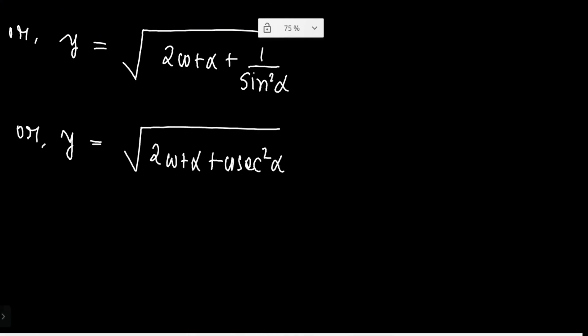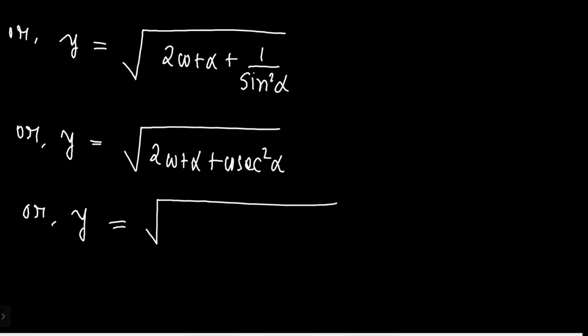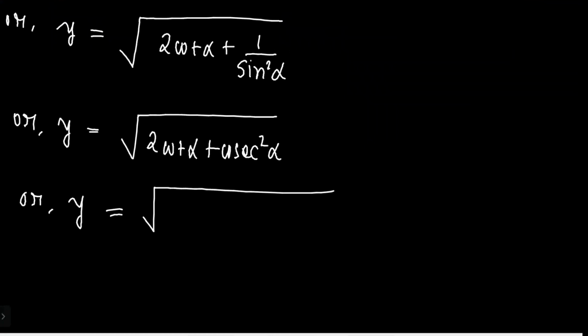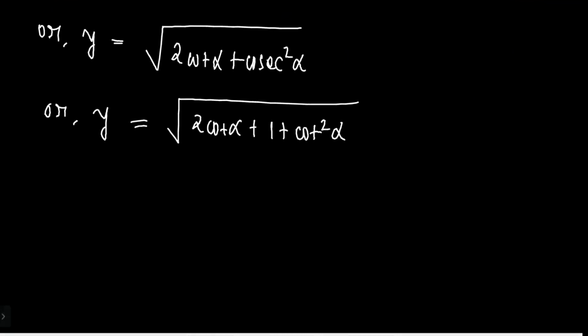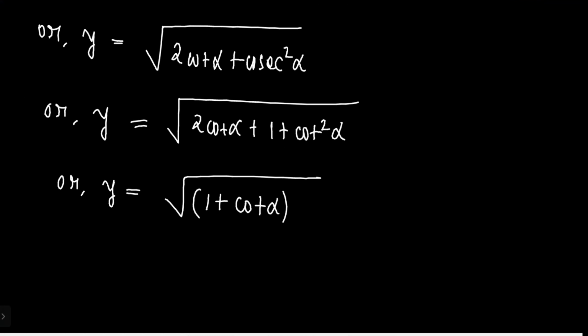Now cosec square alpha can be written as, we know cosec square theta minus cot square theta is equal to 1. So from this, cosec square theta will be 1 plus cot square theta. So here 2 cot alpha plus 1 plus cot square alpha. Okay. So you can see it has become a plus b whole square. That means we can write 1 plus cot alpha whole square.